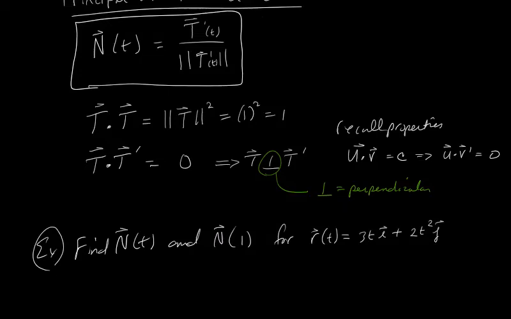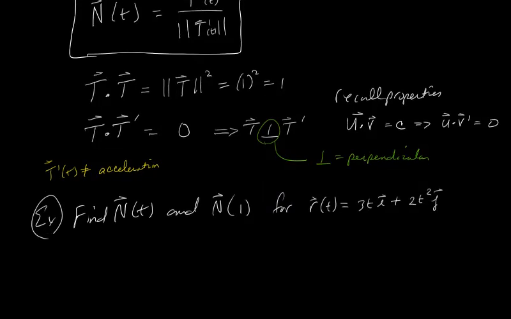Oh, but before we move on to this example, I wanted to point out one thing really quickly. Please be aware that T prime of t is not the acceleration vector. T prime of t is the derivative of the normalized velocity vector. So whenever we take that derivative, we are not getting the acceleration vector. So I just want to make sure you're aware of that before we move on. Okay, so moving on now to our example.